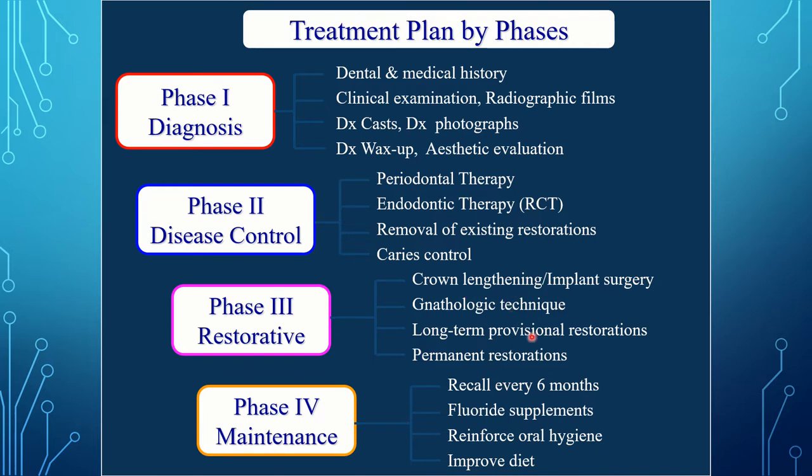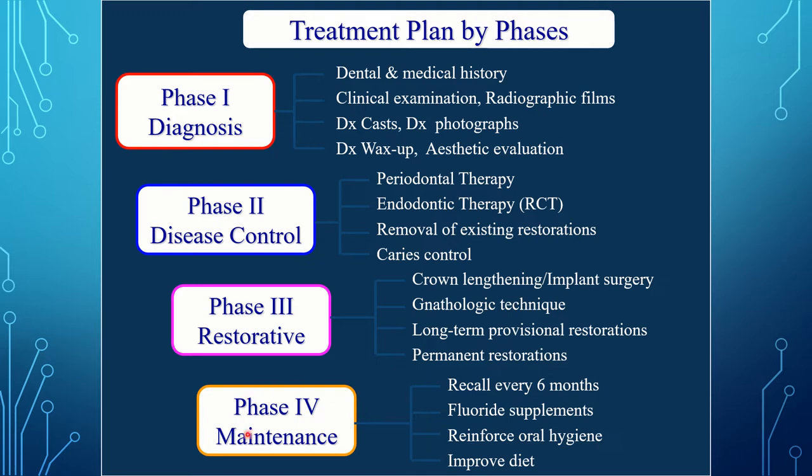By the way, this gnathologic technique just means face bow registration. It's just a fancy term for that, which means maybe taking jaw relations, right? So that is what it is, guys. Our treatment, everything, will come in the restorative phase. Any provisional restoration or permanent restoration, anything which we will do, will be here. It can only be done when we are done with the other treatments and the other requirements of the mouth are fulfilled and ready for restoration in the prostho department.